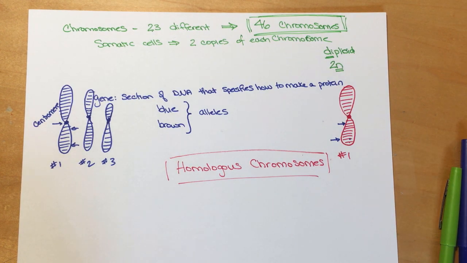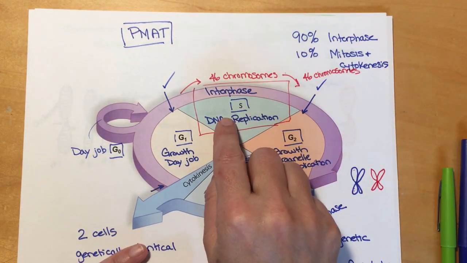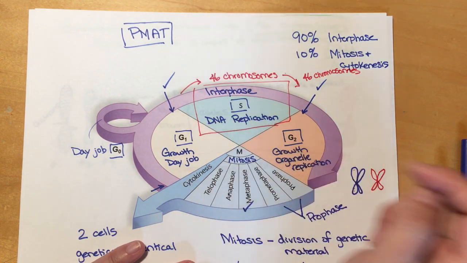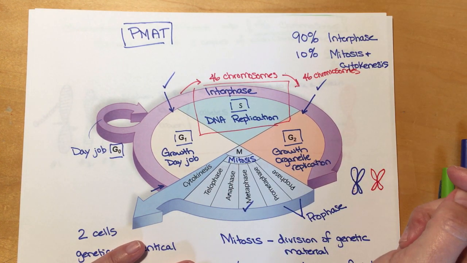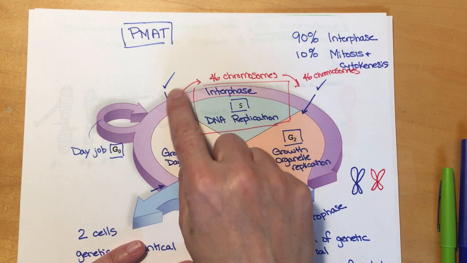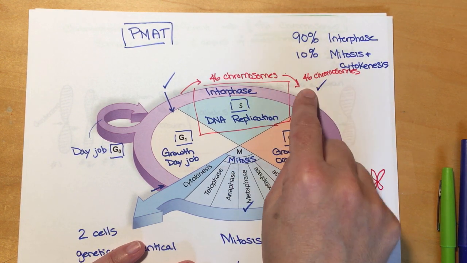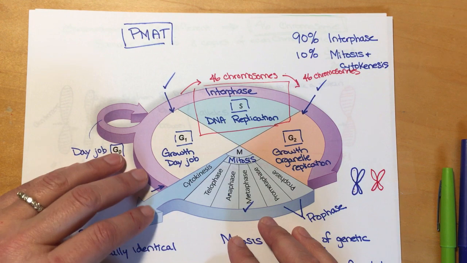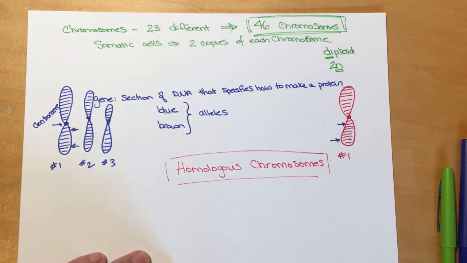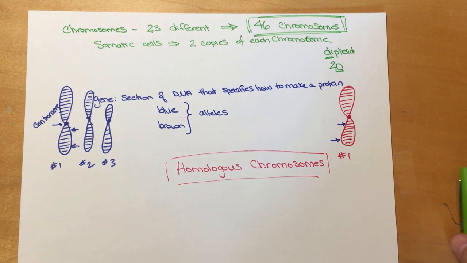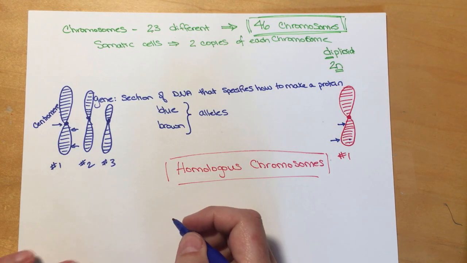Now remember, we talked about duplicating our DNA. This happens here in interphase. And the weird thing is we're going to come in with our 46 chromosomes, right? 2 copies of each chromosome, 1 from mom, 1 from dad. And we're actually going to leave S phase with 46 chromosomes. So how does that work? How do you duplicate your DNA and end up with the same number of chromosomes? Well, it's kind of a trick.